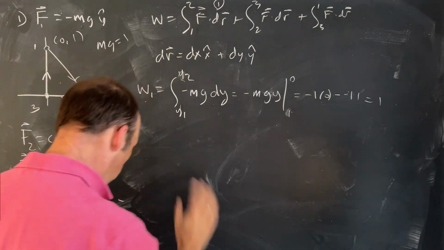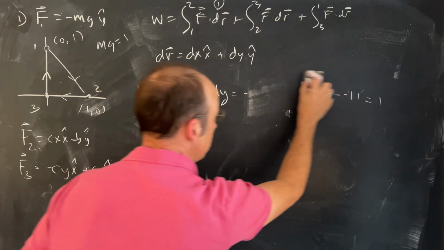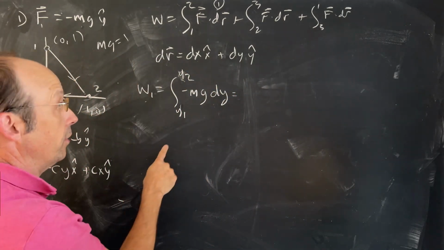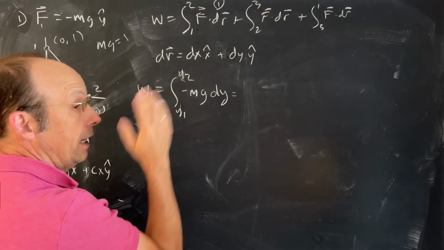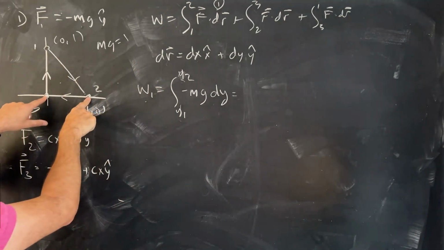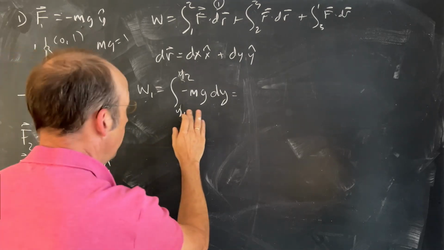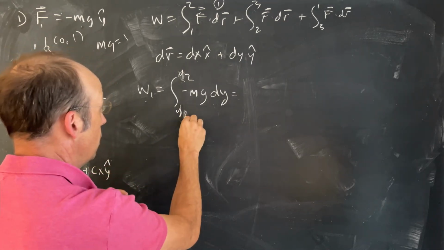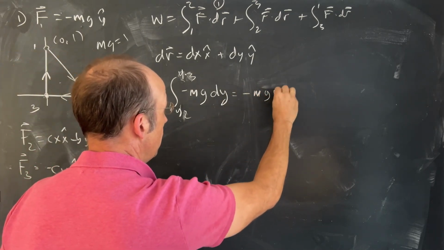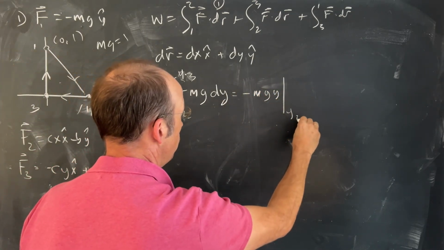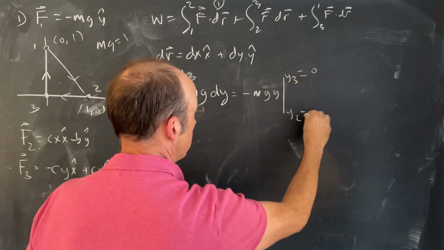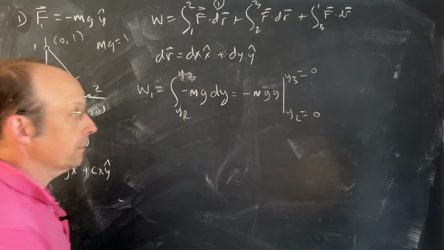The next one, the only thing that changes is the limits of integration, right? I still have the same dr, I still have the same function, but now I have new limits of integration. I'm still in just the y, so I only need y values. So here I'm going to go from y2 to y3, which is going to be negative mgy from y2 to y3. And that's going to be equal to 0.